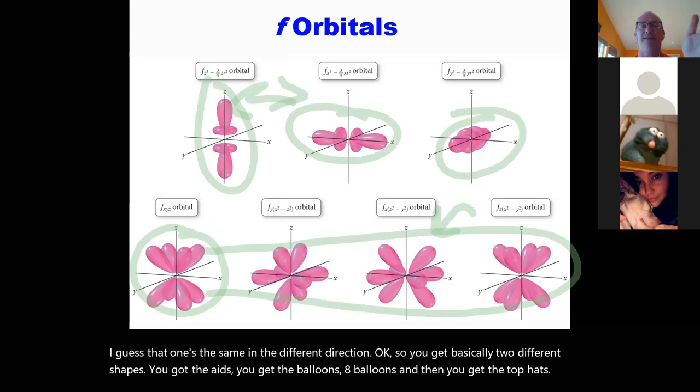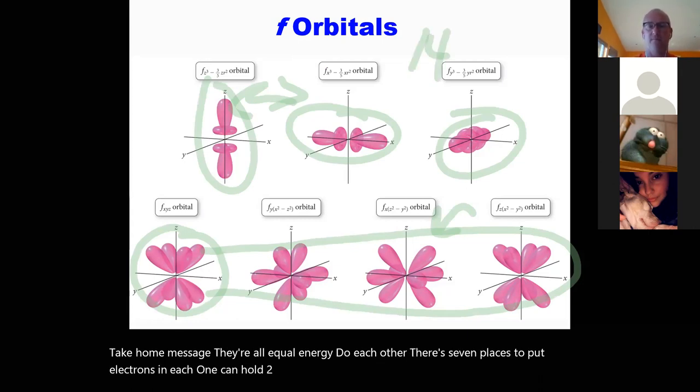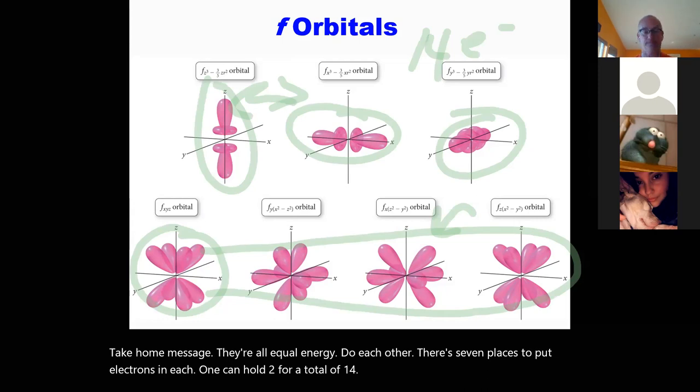Take home message: they're all equal energy to each other. There are 7 places to put electrons, and each one can hold 2 for a total of 14. And it gets filled last.